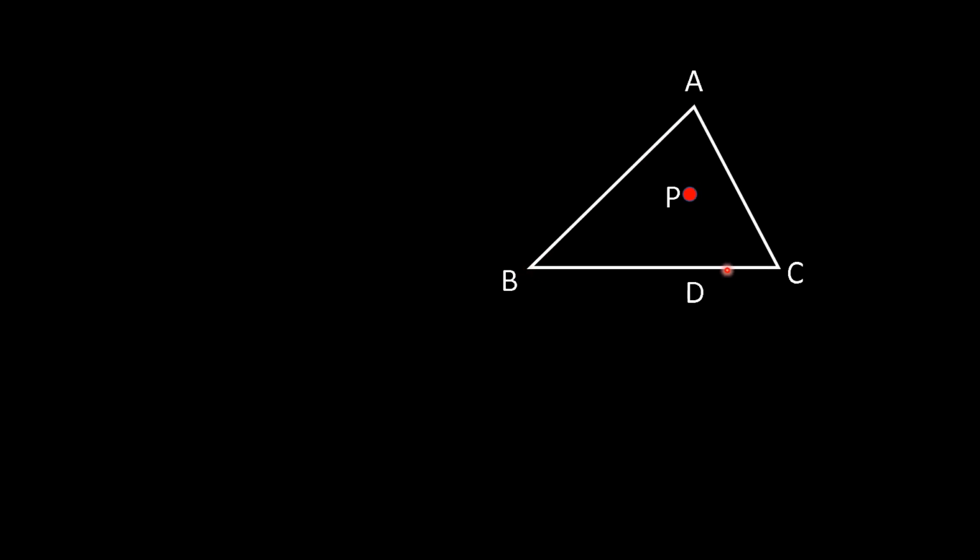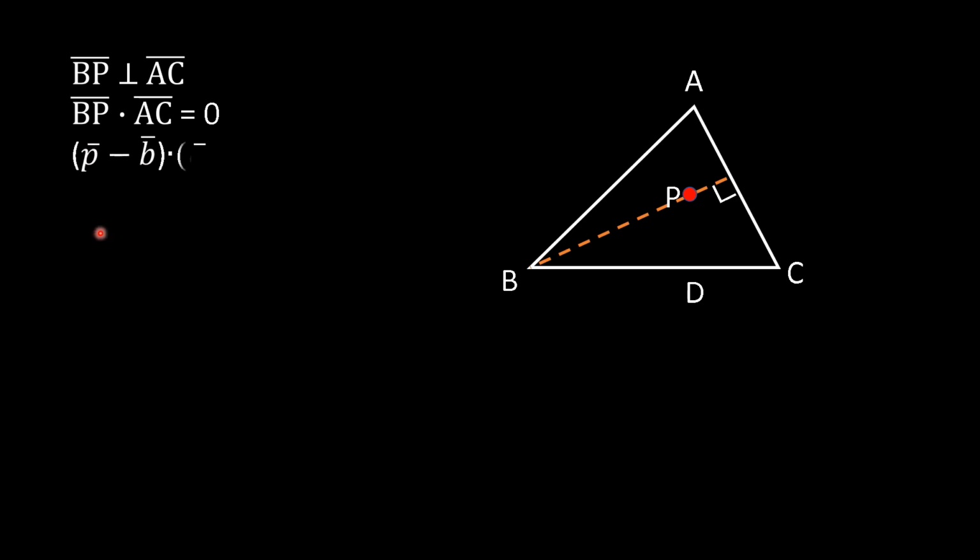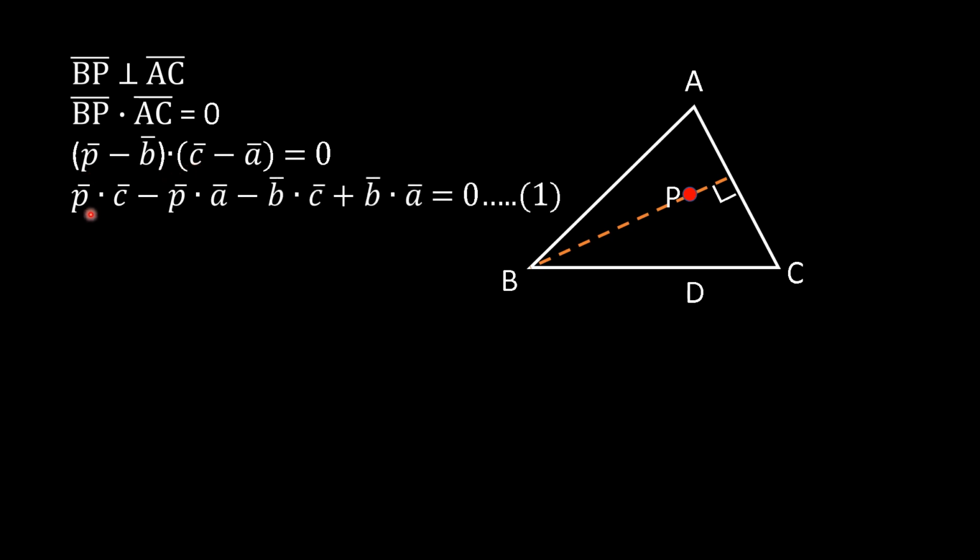In triangle ABC, BP bar is perpendicular to AC bar. Therefore, dot product BP bar dot AC bar will be 0. BP bar will be P bar minus B bar. AC bar will be C bar minus A bar, which will be P bar dot C bar minus P bar dot A bar minus B bar dot C bar plus B bar dot A bar equals 0. We name this equation 1.